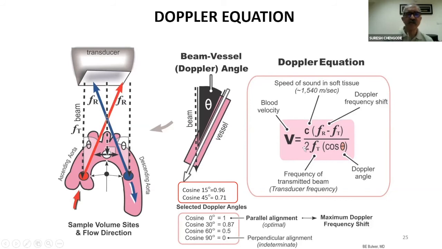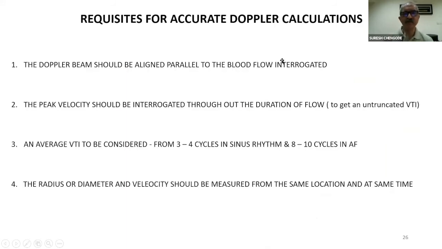Now, to get accurate Doppler calculations, hemodynamic calculations using this Doppler principle, the Doppler beam should be aligned parallel to the blood flow as much as possible. And you should always be able to interrogate the peak velocity, throughout the duration of the flow, so that you get an untruncated velocity time integral, and an average of at least 3 to 4 VTIs in sinus rhythm, or 8 to 10 VTIs in atrial fibrillation, has to be assessed. And then the radius or the diameter or the velocity, all these things should be measured from the same anatomical location at the same time.